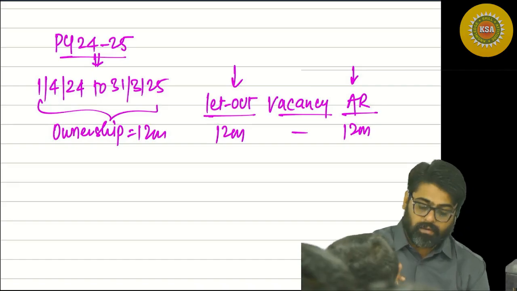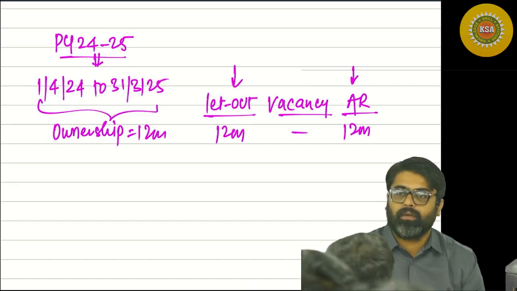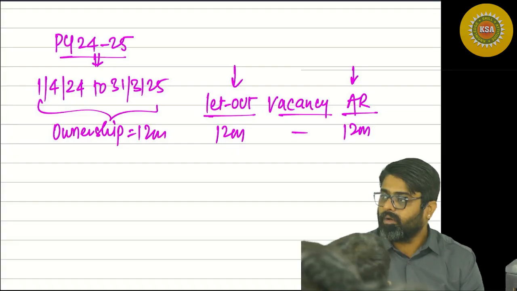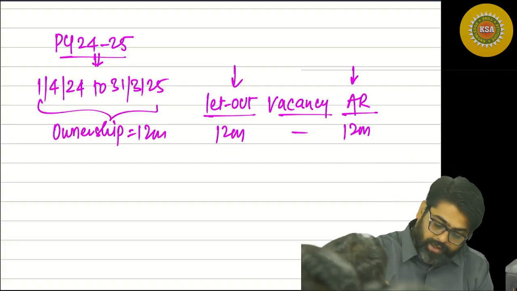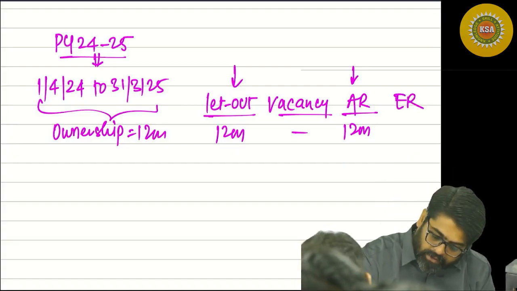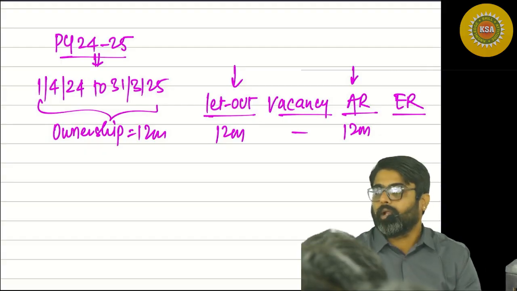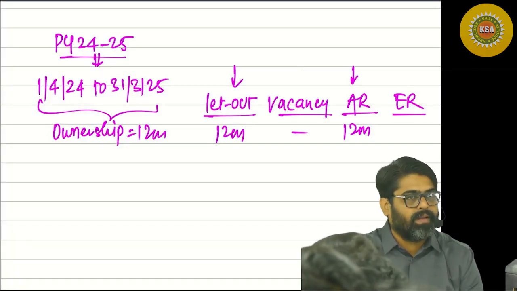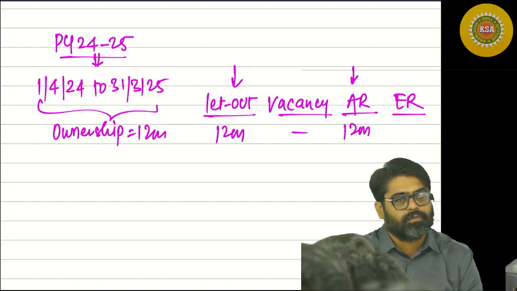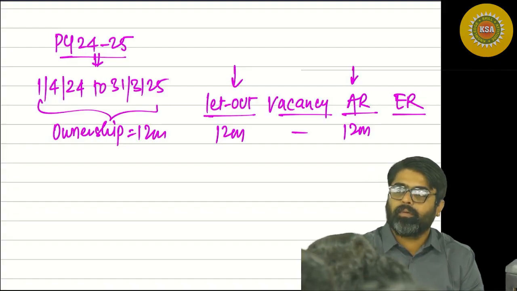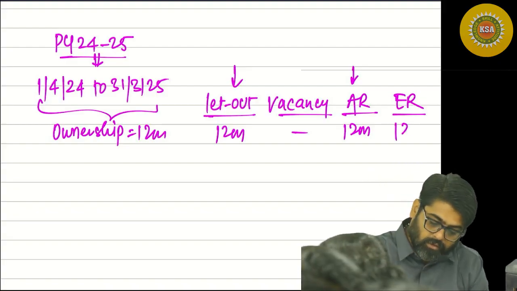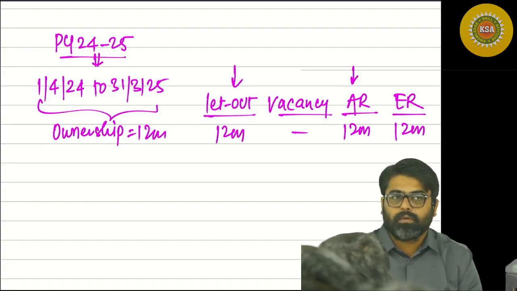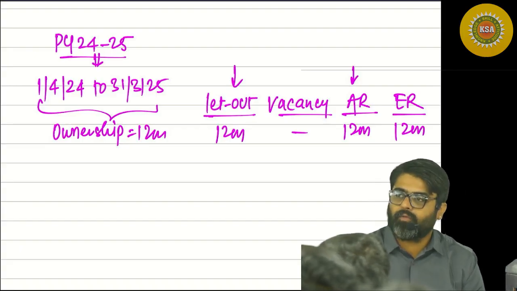Now actual rent has to be compared with which amount? Expected rent. So expected rent will also be calculated here. Now tell me, expected rent will be for how many months? 12 months. Why are you taking expected rent for 12 months?